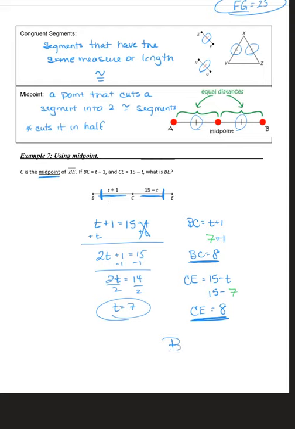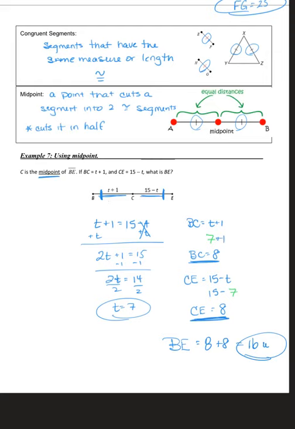And if I want the whole thing, if I want BE, so from the start to the finish, we know that we just add the pieces together. That's what we've been learning about in this section. So if I take 8 plus 8, notice they should match, I get 16. And it doesn't tell me any units, so we're just going to say 16 U. So that would be my final answer for this particular problem.